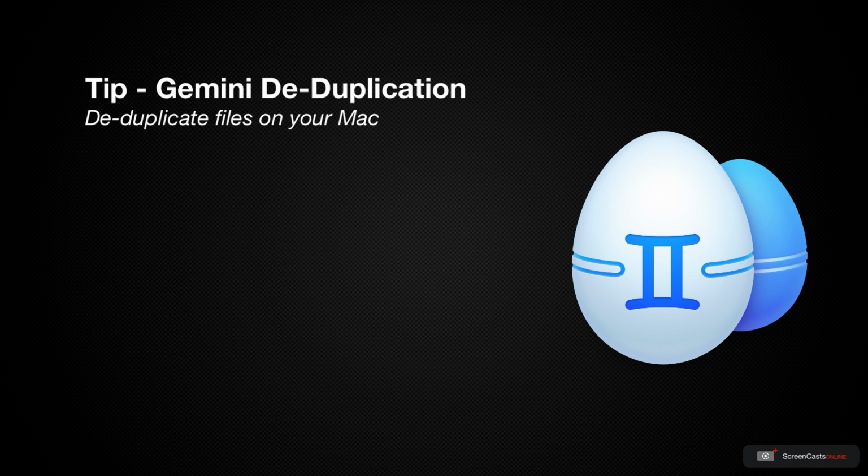Now, keeping on top of available disk space is always a necessary evil, and duplicate files are sometimes hard to track down. This week I'll be taking a look at an app designed to make the process simple and effective, and that's Gemini 2 from MacPaw. Gemini 2 is available from MacPaw themselves, from the Mac App Store, or as part of a Setapp subscription.